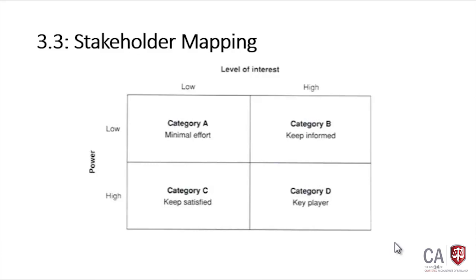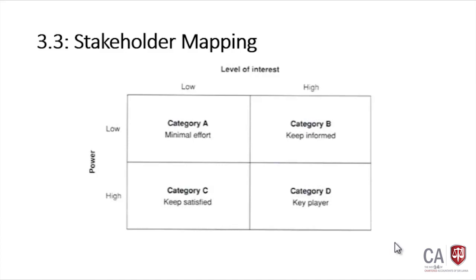Better to inform when you are doing something. Then category C. Category C should be carefully managed. You have to satisfy their requirement. Why? At any time, they can move to category D. If they increase their interest, then automatically they will move to category D. That is why you have to manage them very carefully. You have to satisfy their requirement.